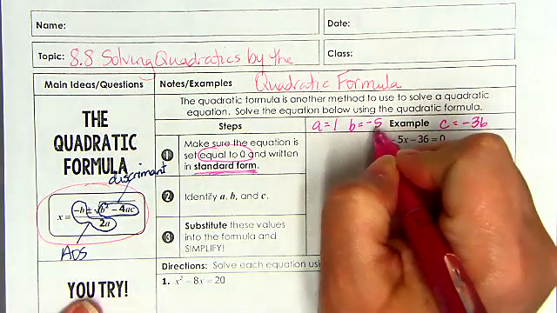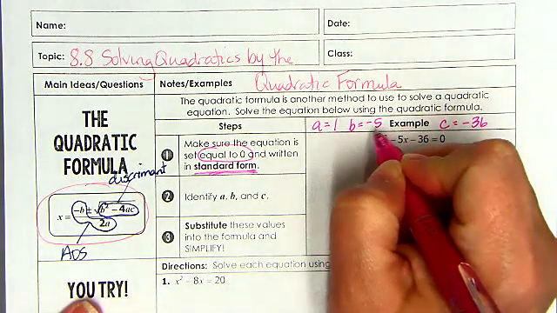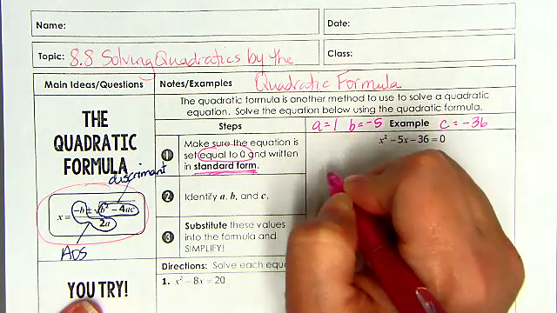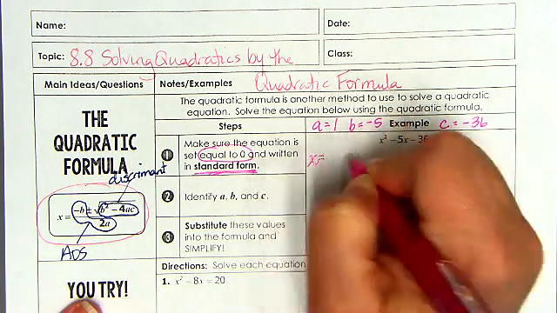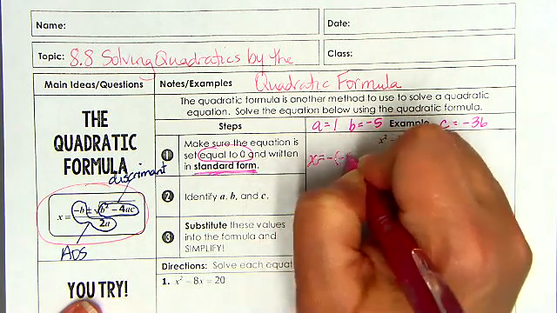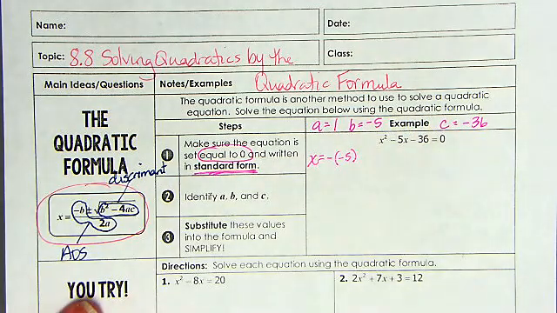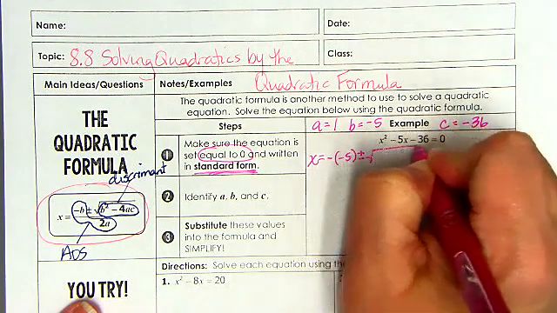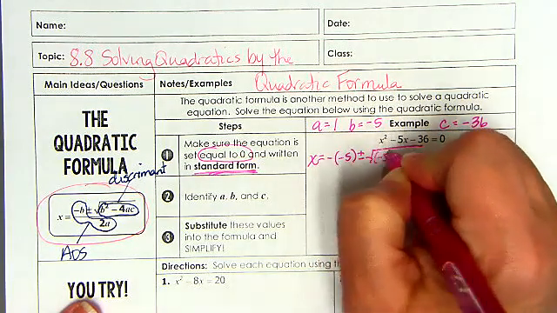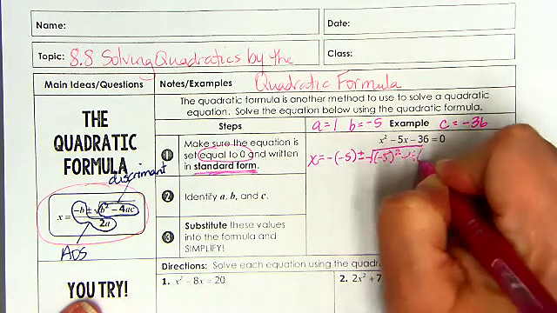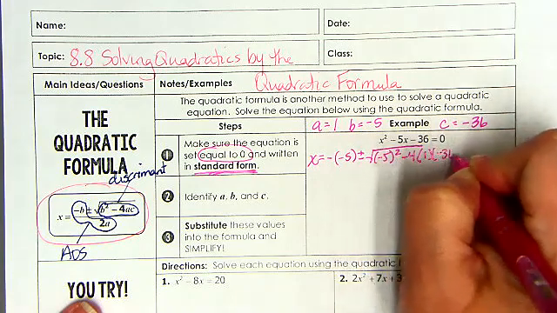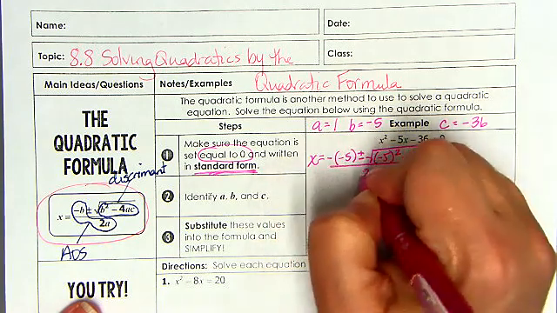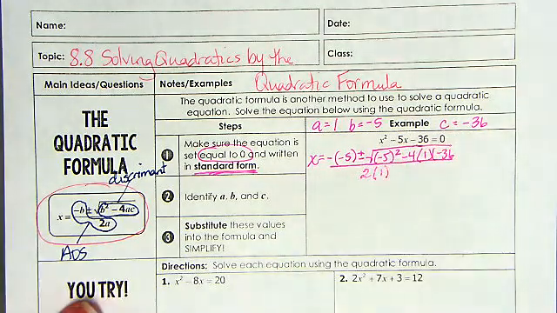So since that's a -5, I'm putting it in parentheses so that I will calculate it correctly. So I'm going to have x equals negative, parentheses, -5. Just plug right now. Don't calculate yet. Plug it in first, and then we will calculate. Plus or minus the square root of -5 squared minus 4 times 1 times -36, all over 2 times 1.